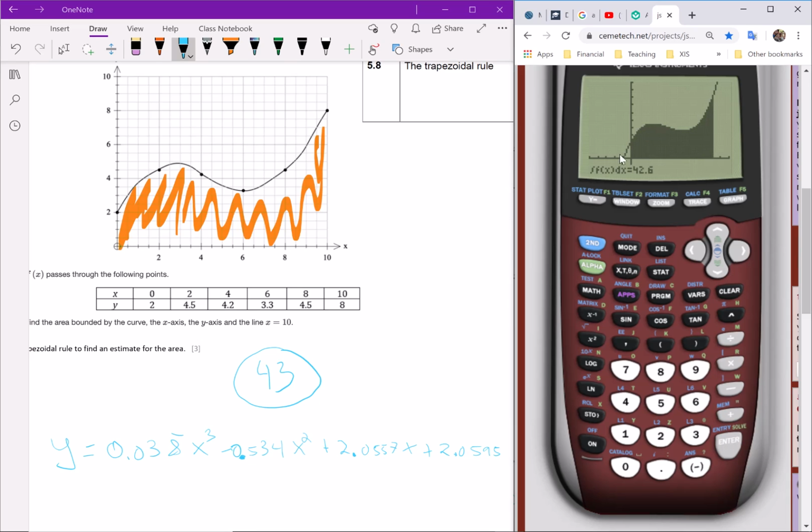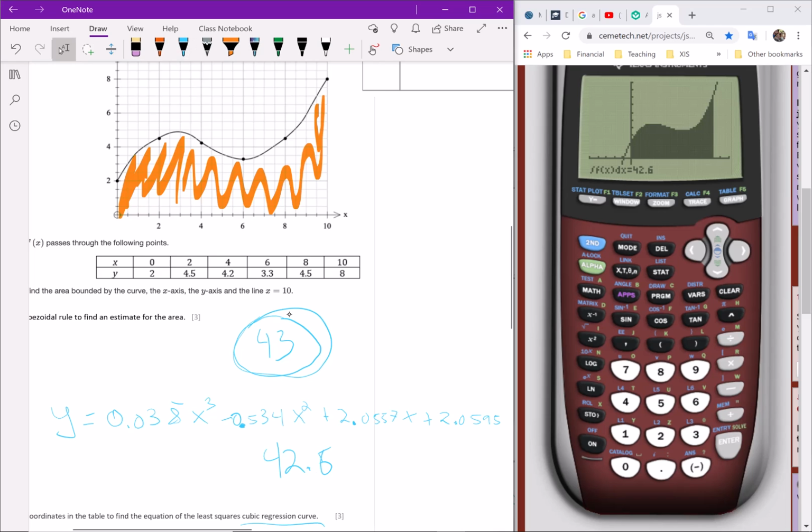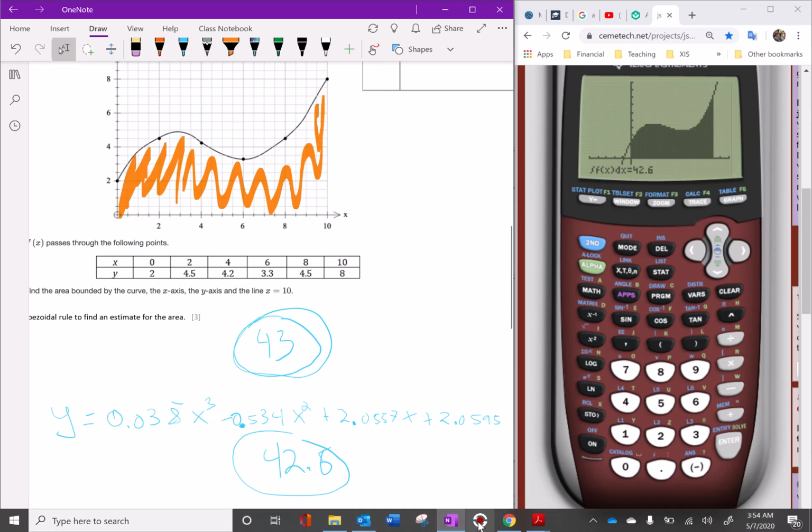And it's going to find the area. And it turns out the area is 42.6, right? So the better approximation of the area is 42.6. This is probably very, very close. Again, the calculator is going to round a little bit, but you can see our approximation was pretty close to the exact answer that the integral gives us.